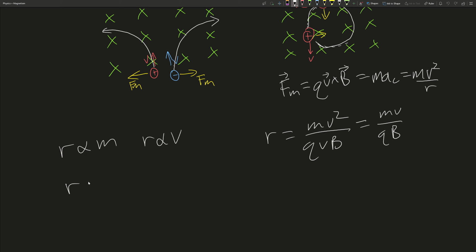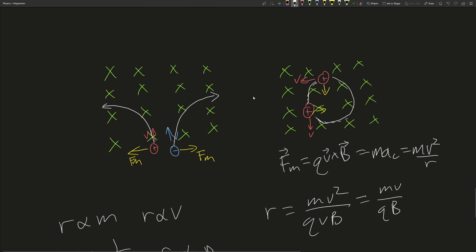And then we see that r is inversely proportional to charge. So a greater charge will have a greater force, so the circle will be smaller, and r is inversely proportional to magnetic field strength. So if you increase the magnetic field strength, again, the force will be greater, so the circle traveled will have a smaller radius.